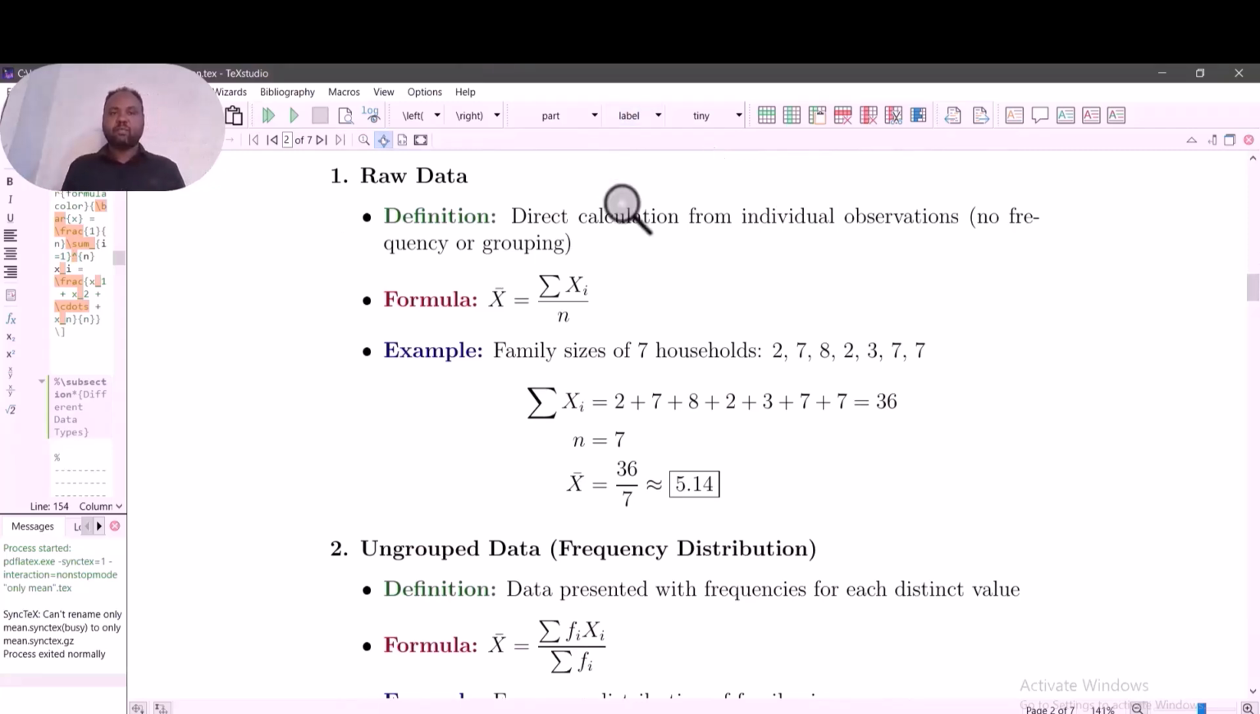So let us see how to compute arithmetic mean from raw data. Raw data is unprocessed data, or unorganized data, not in the form of a tabular representation. So how can we compute arithmetic mean from it is the question here. We do it using this formula.